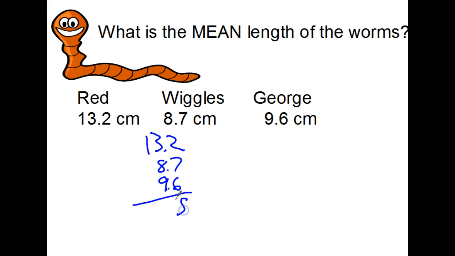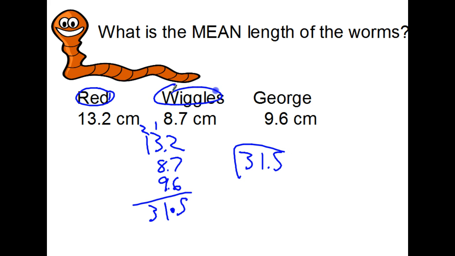9, 15, carry my 1, 4, 12, 21, 31.5. My decimal point lines up like buttons on a shirt. So I got 31.5, and I'm going to divide by 3 because we got Red, Wiggles, and George.